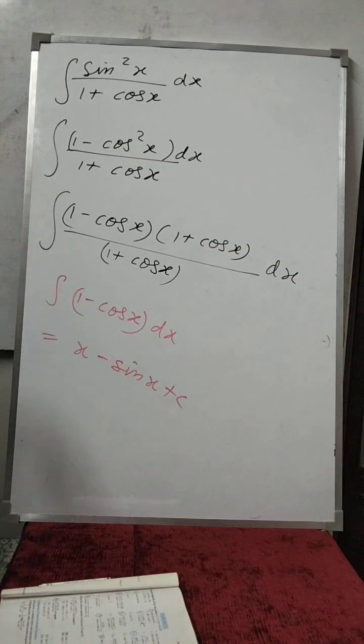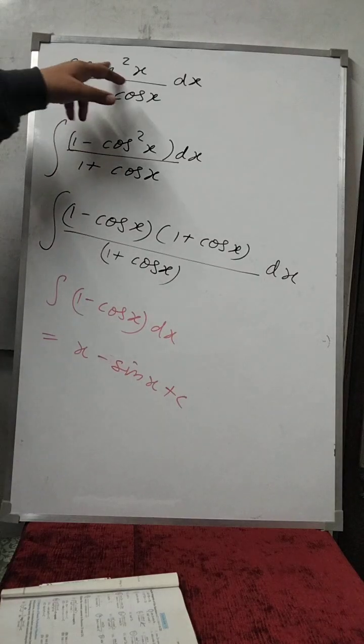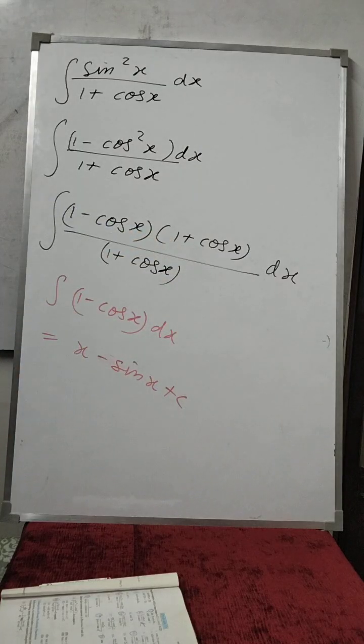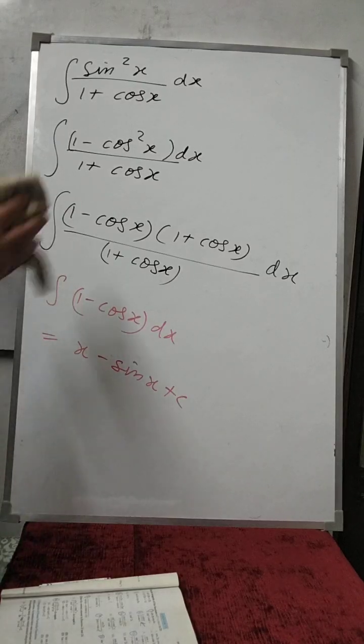Okay, it was not a tough question, friends. It was an easy question. Sin square x I have written as 1 minus cos square x, then 1 minus cos x, 1 plus cos x, and I have solved it. Okay, so now I am solving a good question. Now one more question, friends, from NCERT, and I believe it is a good question. So I am erasing it, friends.